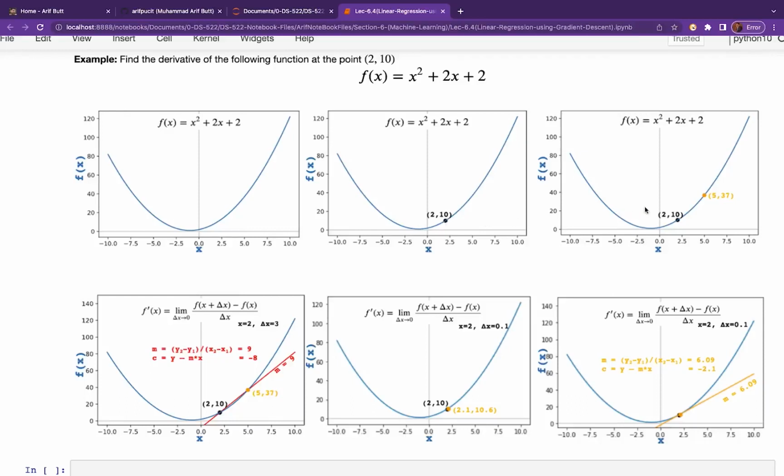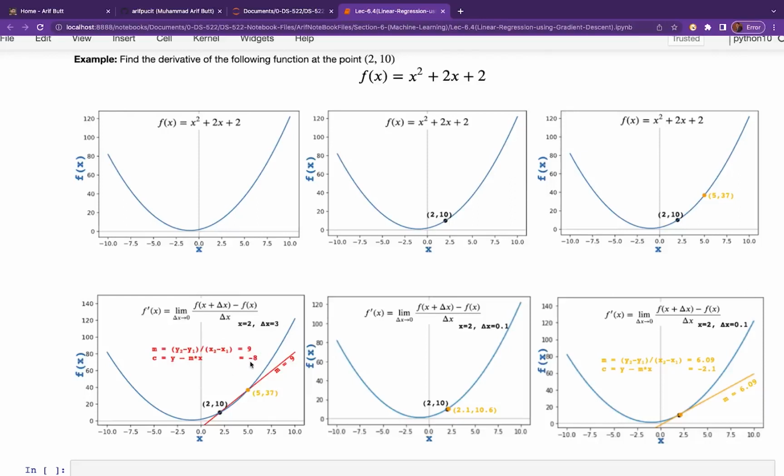In this top right graph, I have taken delta as plus 3. This is 2, 10, the delta is plus 3, so the new yellow point is 5, and if we substitute 5 in this function, we get 37. So these are the 2 points. Now in this bottom left graph, I have calculated the slope and the y-intercept of this secant line, which comes out to be 9 and minus 8 respectively. So this 9 is the slope and this minus 8 is the y-intercept.